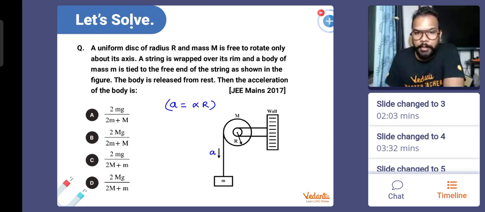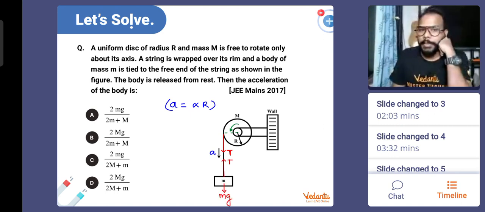So this string is wrapped over the pulley, and the other end of the string has a mass m block, which is hanging. When you release this, the block starts to come down, and definitely the pulley starts to rotate anti-clockwise. It rotates because of the motion of the mass, and it's the force of tension which will create the torque for the pulley. And the same tension force will try to resist this motion.